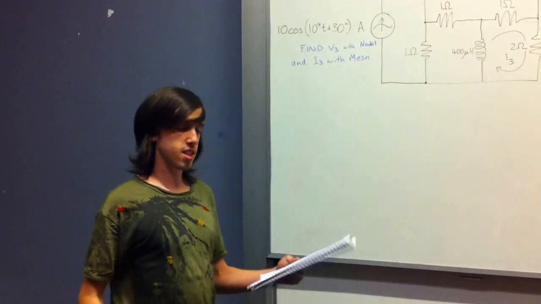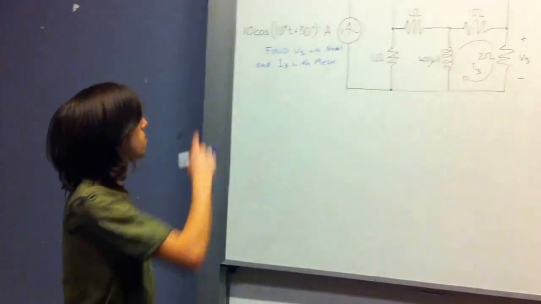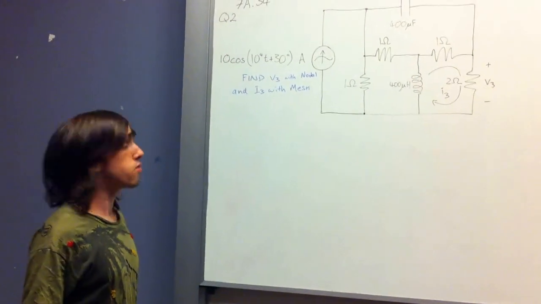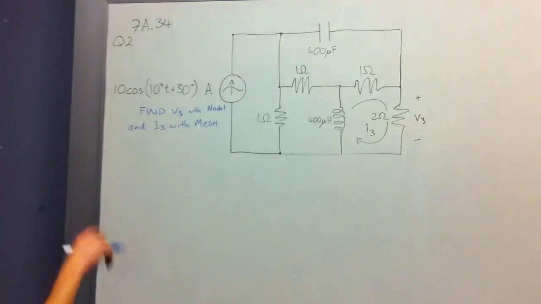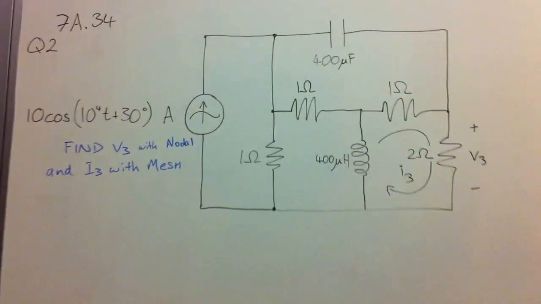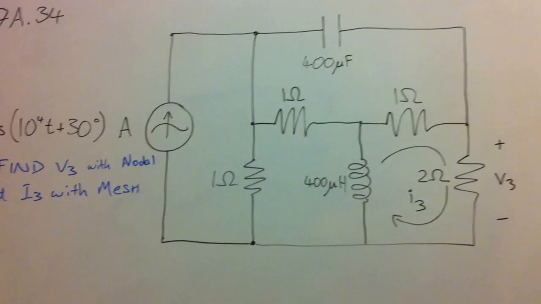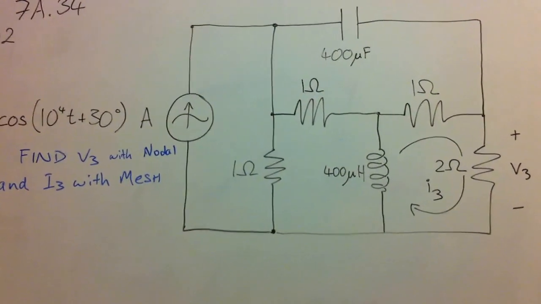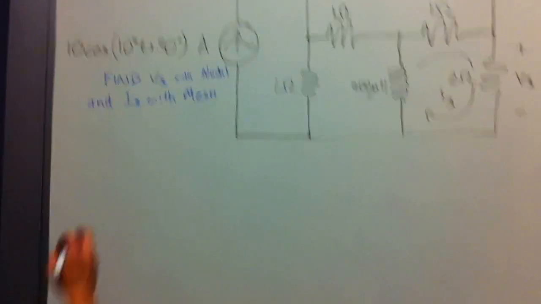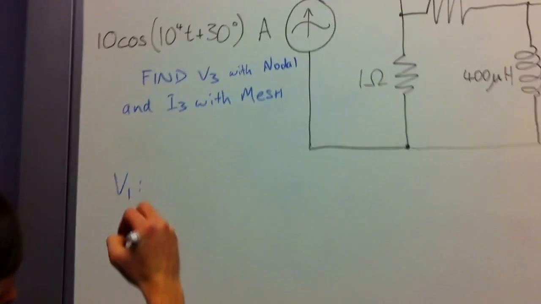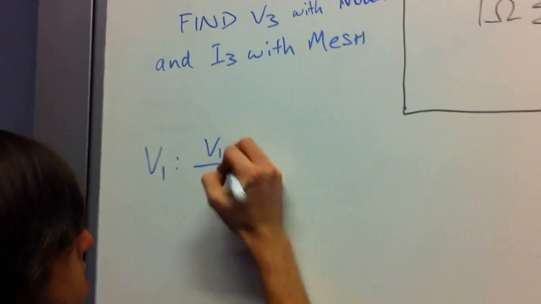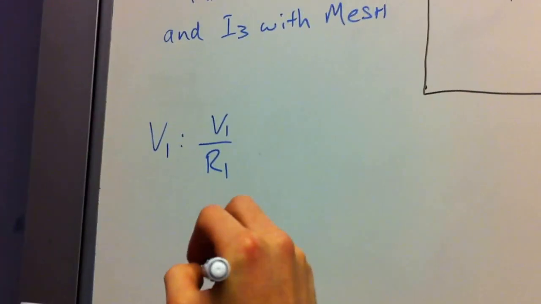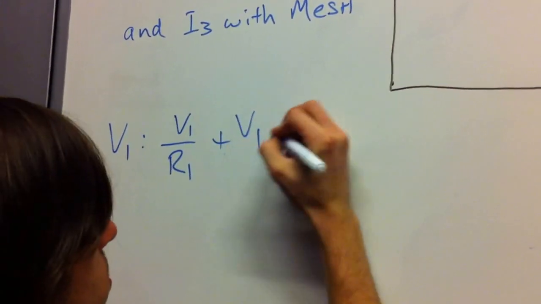We're doing question 1 of the exam, and this is actually from tutorial 7A.32 question 2. We're only going to do the first section, which is find the voltage across V3 with nodal. So the first thing we're going to do is write our node equations, and I'm just going to write them all without values, first of all.